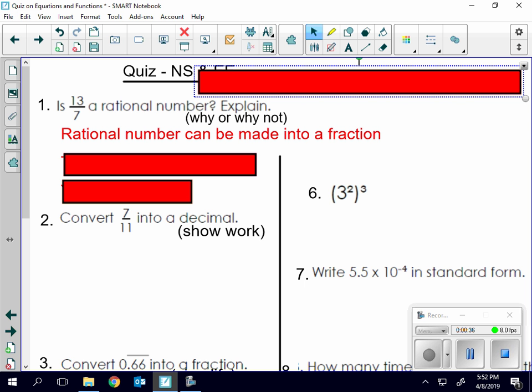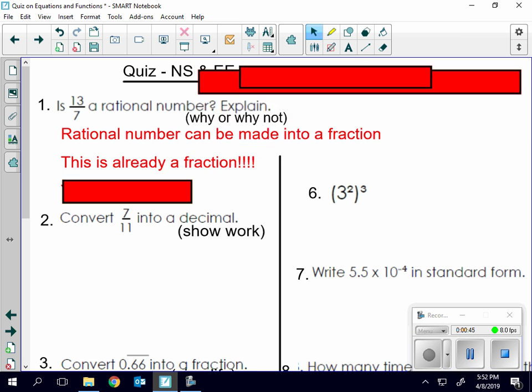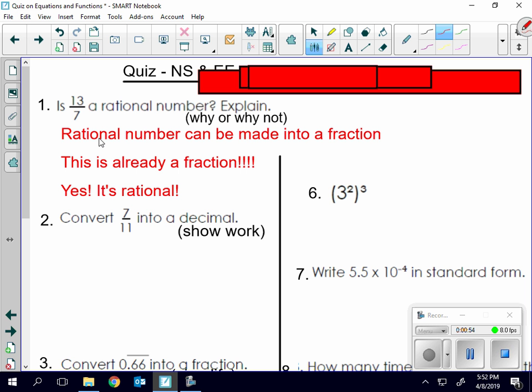So by definition alone, hello, it's already a fraction. Of course it's rational. So what else did we write here? It's already a fraction. So yes, it's rational. Okay, so maybe you wrote for a reason it's rational because right here, it's already a fraction.